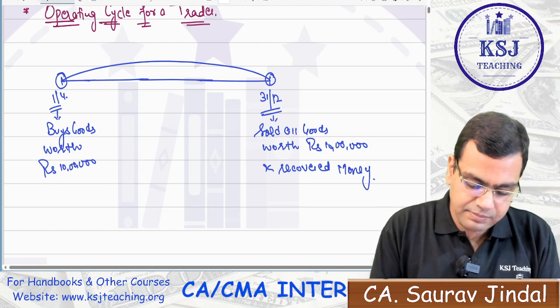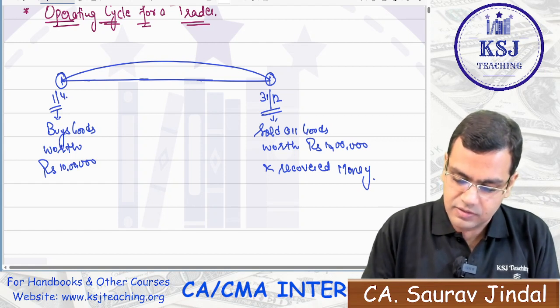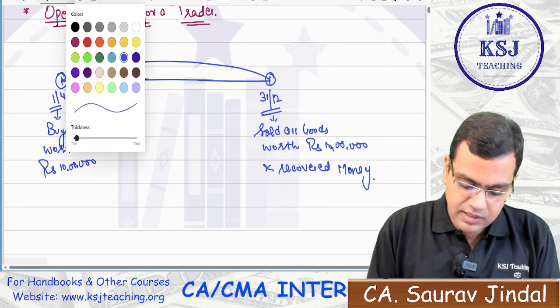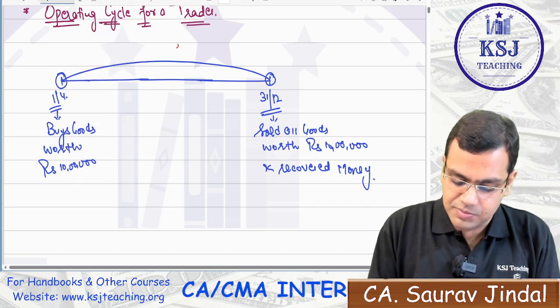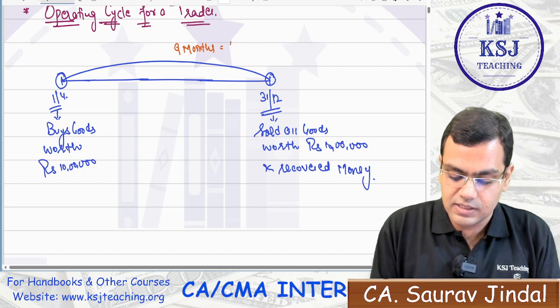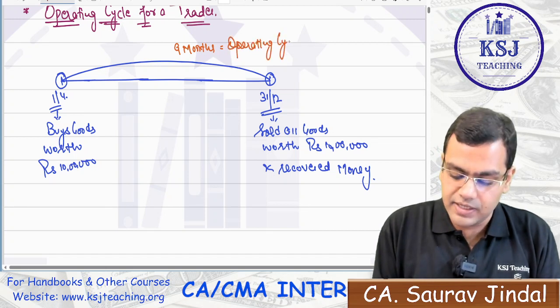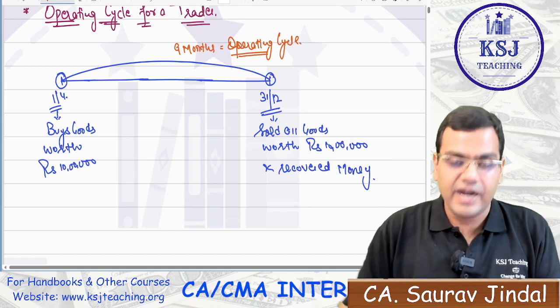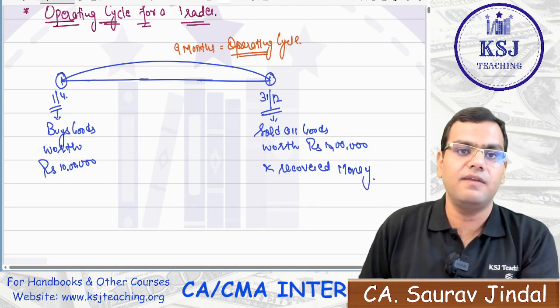Now what happens during this period of 9 months, sir? Now what will happen if you talk about this 9 months period? What is this 9 months? This 9 months is the operating cycle. This 9 months is the operating cycle for this trader, and during this 9 months, obviously he will require what?